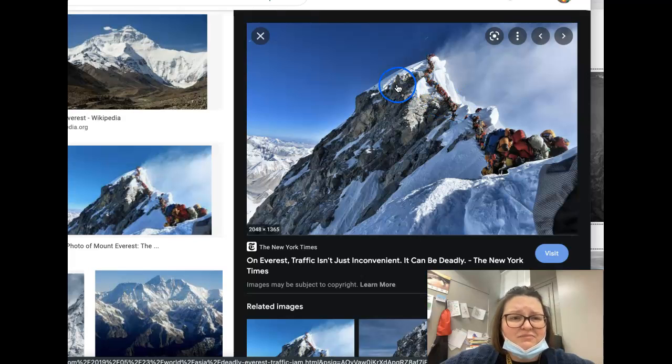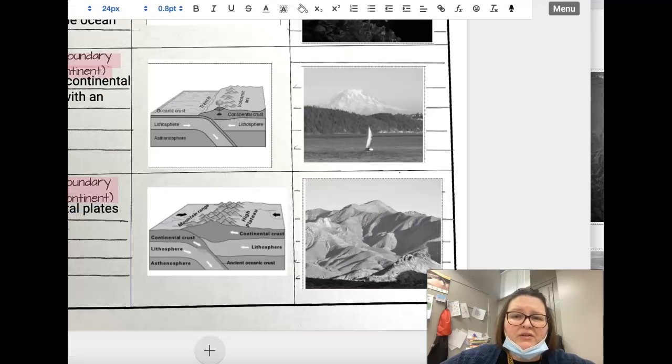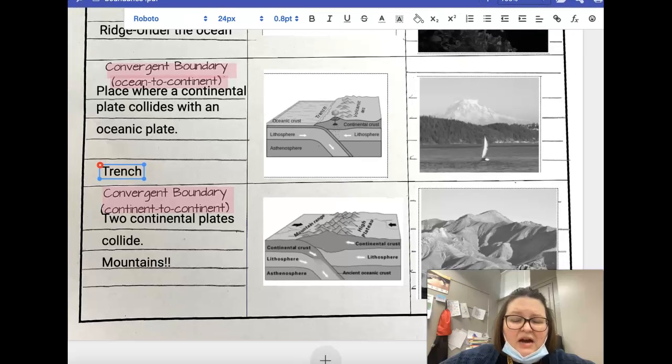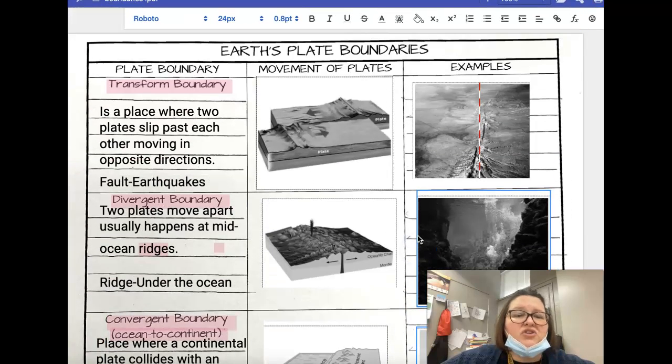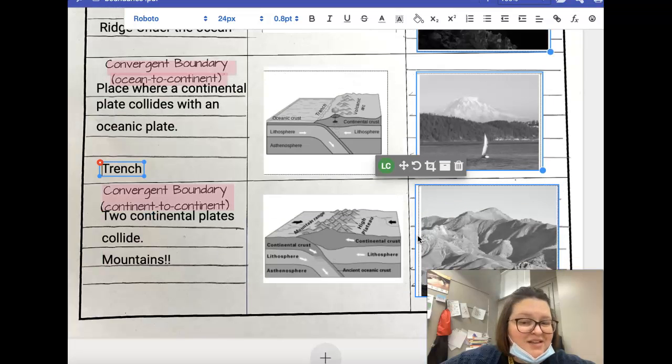That's a big mountain. Okay, so going back to your worksheet, make sure your worksheet looks like mine. I am going to apologize. I know that there were some interruptions in this video, but I'm doing the best that I can.